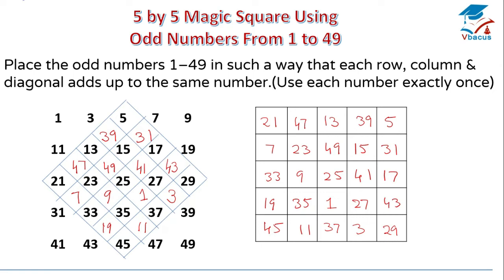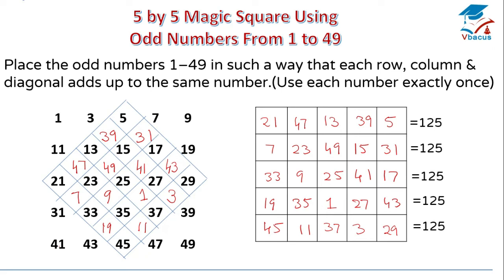21 plus 47 plus 13 plus 39 plus 5 is equal to 125. In next row, 7 plus 23 plus 49 plus 15 plus 31 is also equal to 125. 33 plus 9 plus 25 plus 41 plus 17 is also equal to 125. Let us see fourth row. 19 plus 35 plus 1 plus 27 plus 43 is equal to 125. 45 plus 11 plus 37 plus 3 plus 29 is also equal to 125.